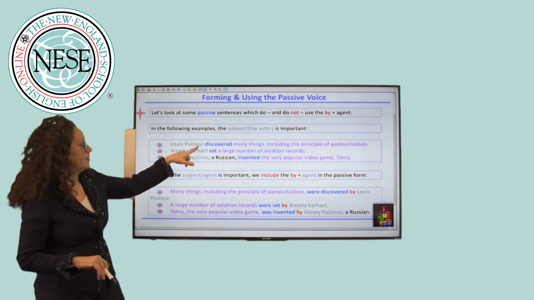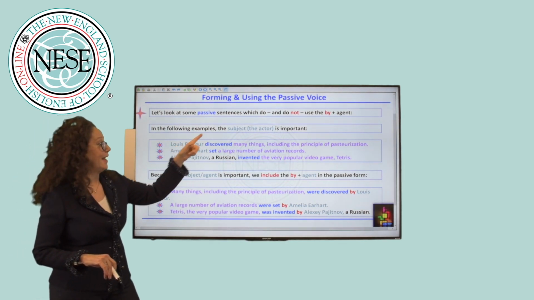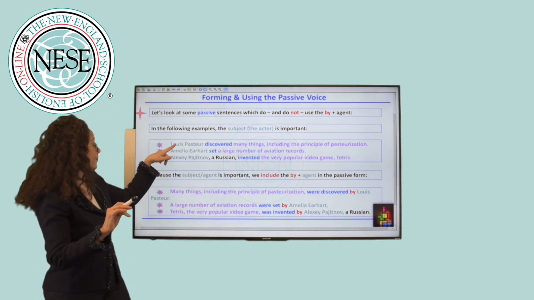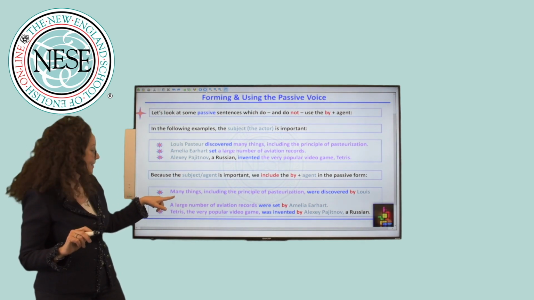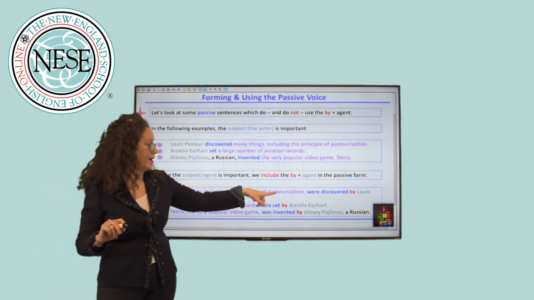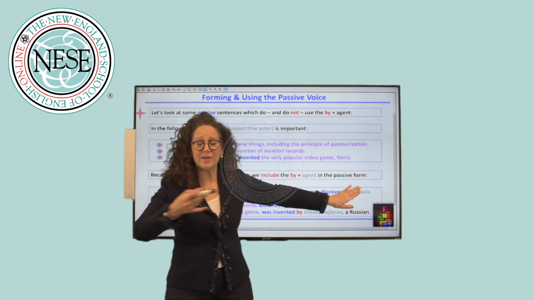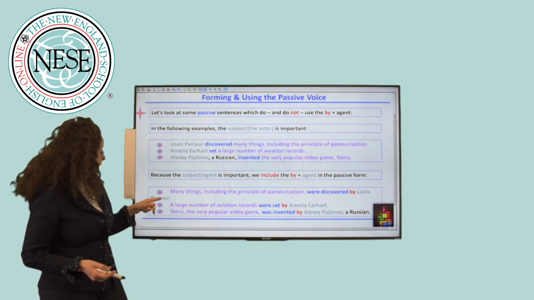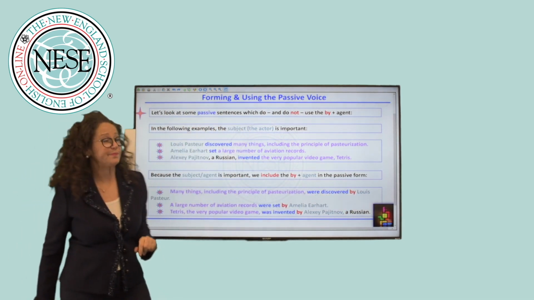Louis Pasteur discovered many things, including the principle of pasteurization. These are active sentences. Now, it is important who did this. So in that passive sentence, we say many things, including the principle of pasteurization, were discovered. But we want to know by whom. It's important. By Louis Pasteur. So we include it because it is important, and we have to have by.